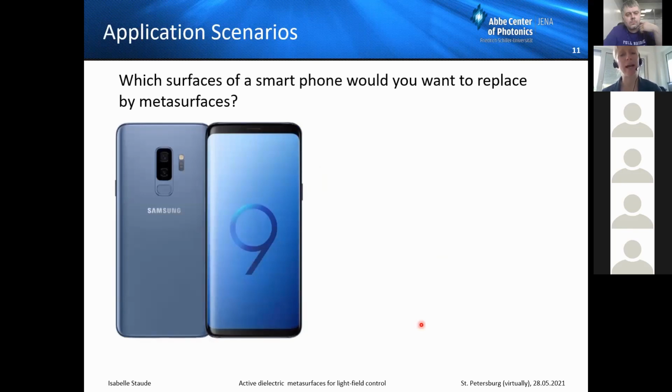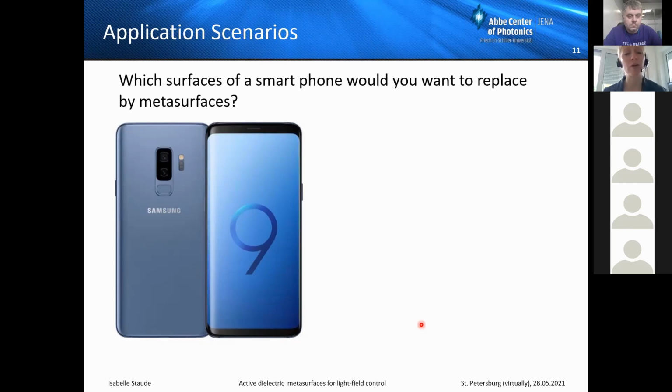So I was recently at some industry meeting, and after my talk, I showed a little overview of what we were doing there. And a lady from the company raised her hand and said, okay, that's nice. So which surfaces of our smartphones would you want to replace now by your metasurfaces? And this was quite a practical question for me as a fundamental scientist, but it made me think a bit. With these passive wavefront shaping devices, I'm not so sure where you really have to find niche applications. I'm not sure if they will make it into the smartphone.